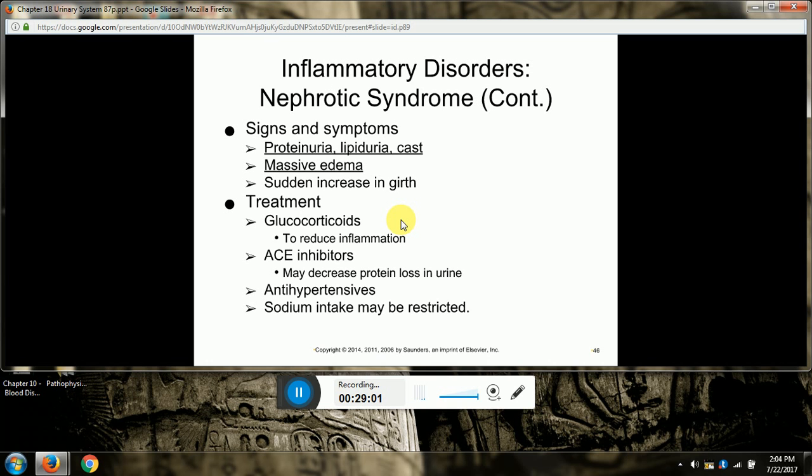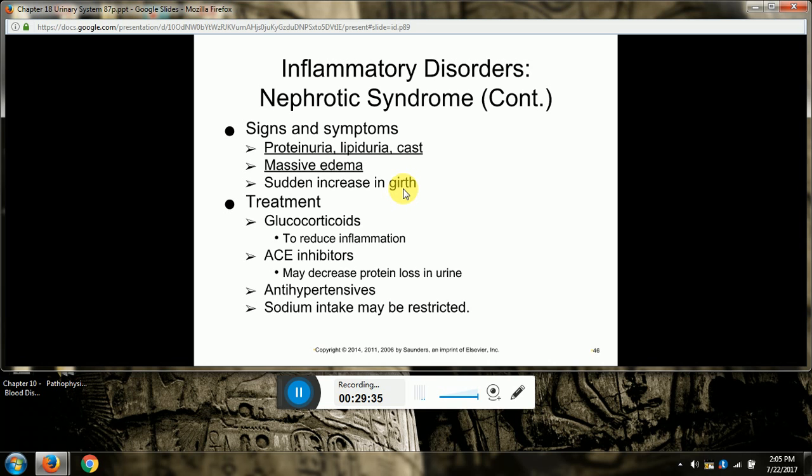Signs and symptoms of nephrotic syndrome include proteinuria. Remember, protein is leaking out of the urine. Lipiduria and casts. Again, casts tells us that there's actually something wrong with the kidney tissue. There's massive edema throughout the body, and there's a sudden increase in girth, meaning that if you measure the circumference of their abdomen, there's a sudden increase in that. It's kind of like their abdomen's just distended or extended suddenly.